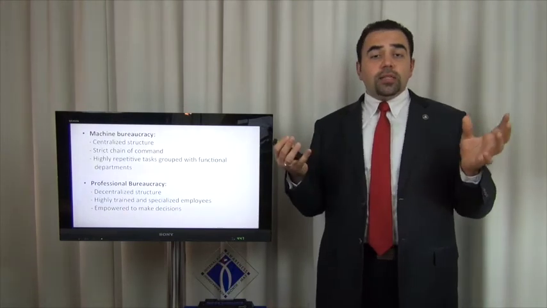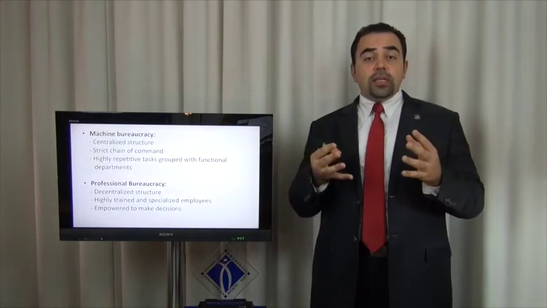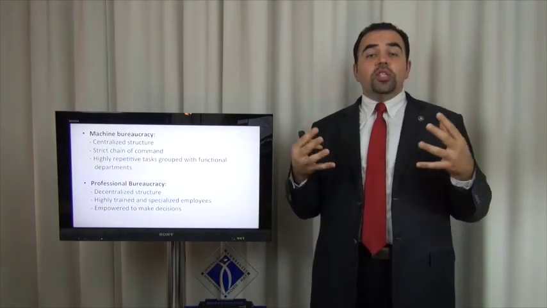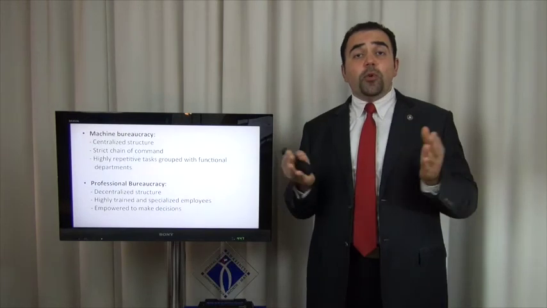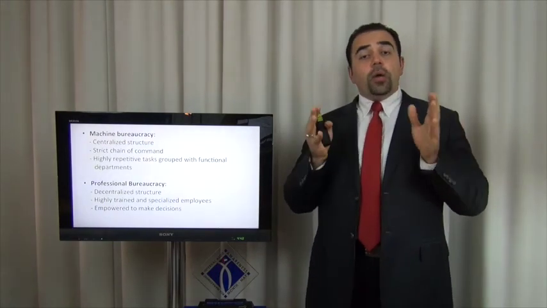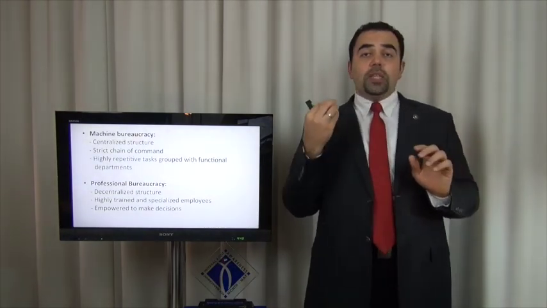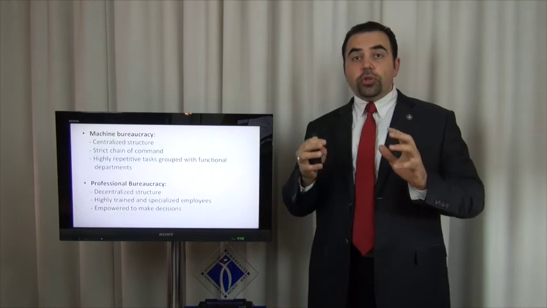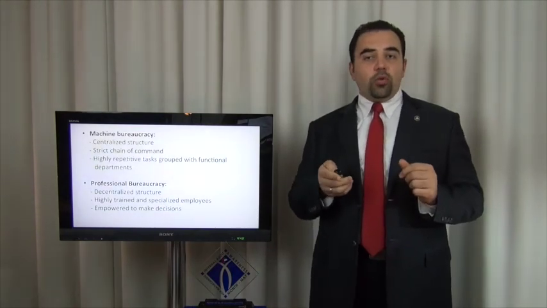Now, at the same time, the structure of the organization can be what we call machine bureaucracy. So in that way, centralized structure, a strict chain of command, highly repetitive tasks being done. So this is what we call machine bureaucracy. This most likely will be in an entity like a government entity or any organization that's doing processes. So in that way, it's step by step according to the policy, you need to follow a certain chain of command. Now, professional bureaucracy is happening most likely in hospitals, in universities, where decentralized structure, highly trained and specialized employees, like doctors, professors, are in control of the operation and empowered to make decisions. They are making most of the decisions inside the organization.